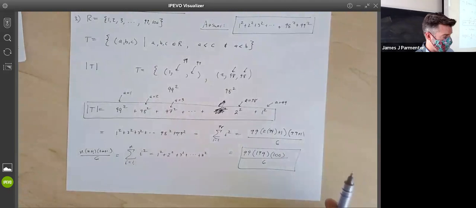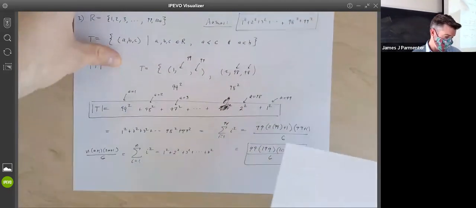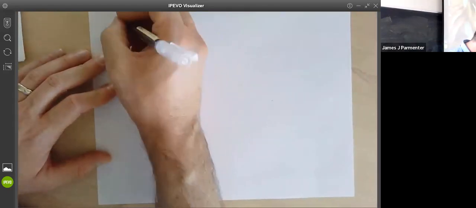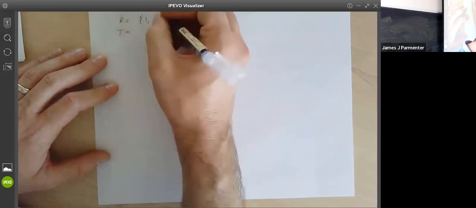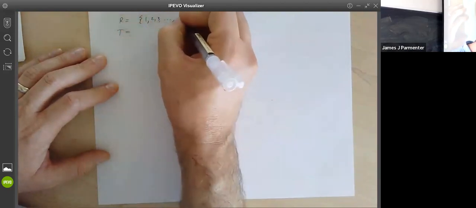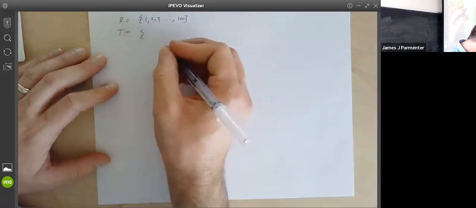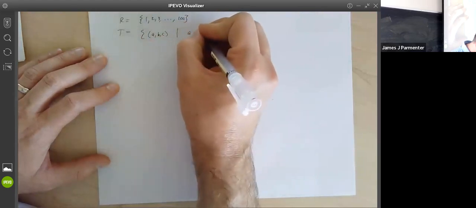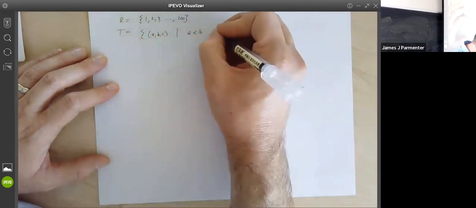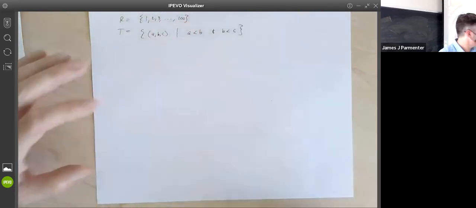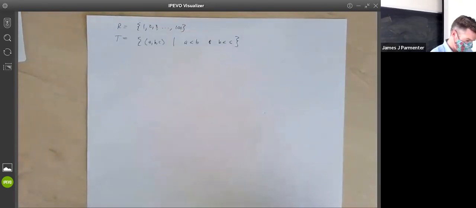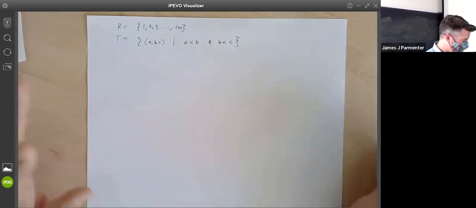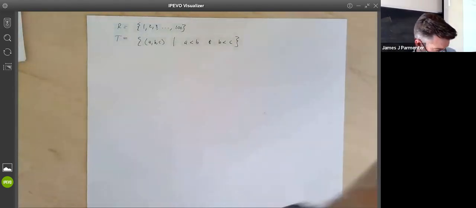Let's look at another example that's slightly different. In fact, the example I was mentioning before. Let's say R is the same set, the set from 1 to 100. And now T is the set containing triples A, B, C, such that A is less than B and B is less than C. Okay, so now things get a little more interesting. This problem might be harder than I think it is. I don't think it is, but we'll take a look.